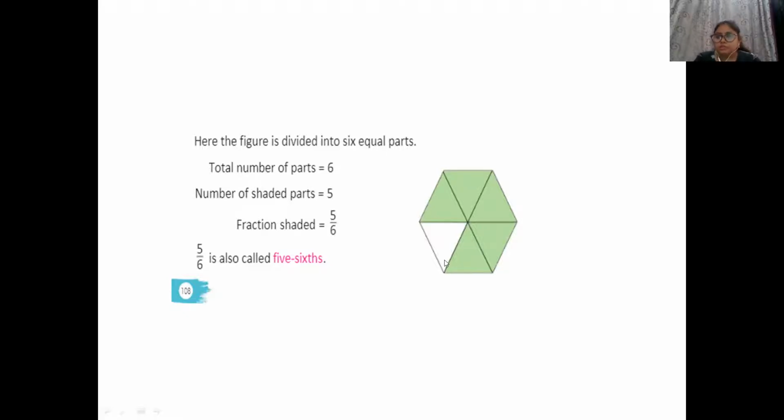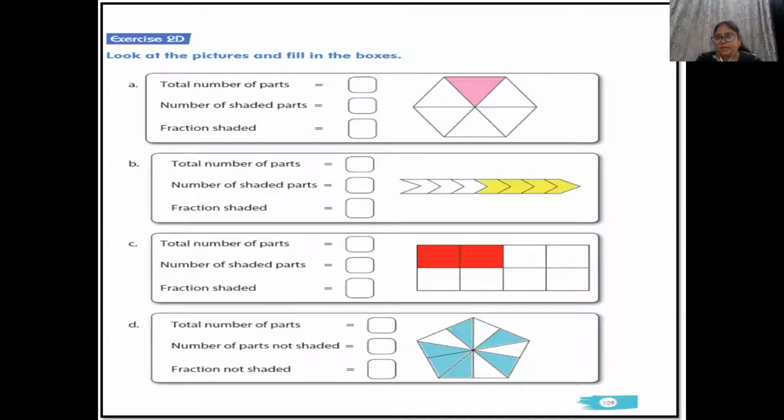Okay. Now, this is some explanation of how we can find out more fractions. So now everyone come to the exercise. Exercise 2D, page number 109. Okay, children. So what you have to do? See, here the pictures are given. You have to find out the total number of parts, the number of shaded parts, and after that you have to write down the fraction of the shaded part.